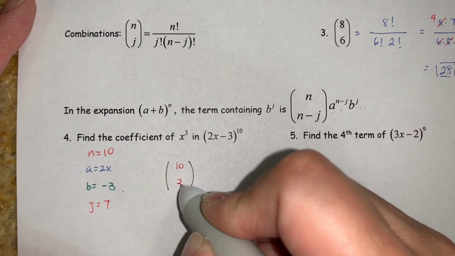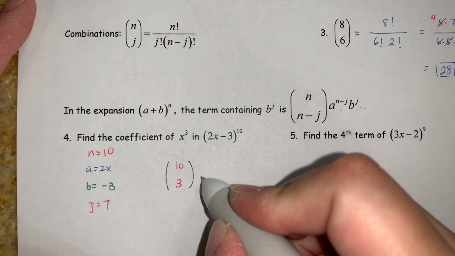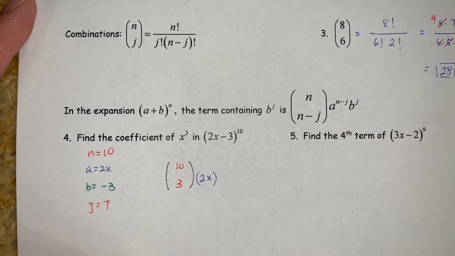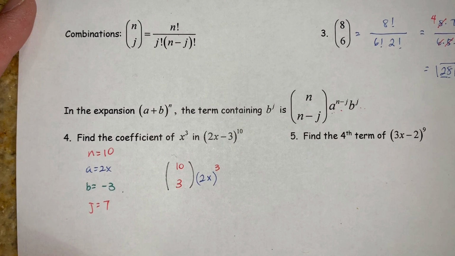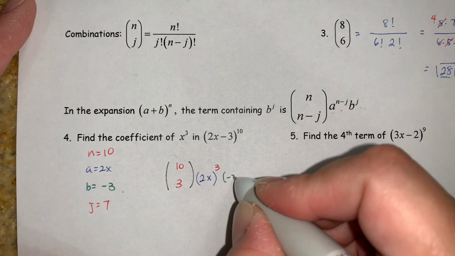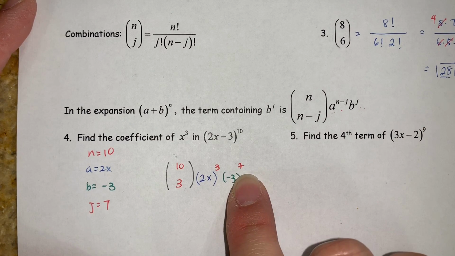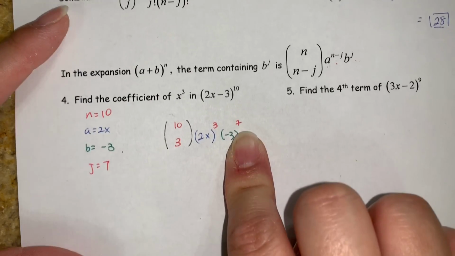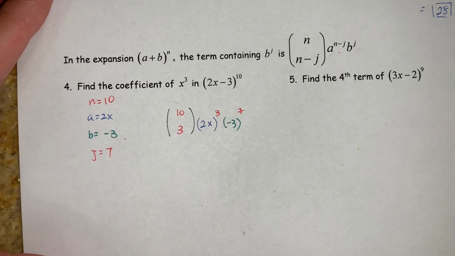N minus j is 3, because 10 minus 7. And then I want 2x taken to the n minus j power, which is the third power. And then b to the j power, which is 7. Notice that these two add up to be 10, so they add up to the total power. So now I can work this out and figure out this specific term without having to expand this out.